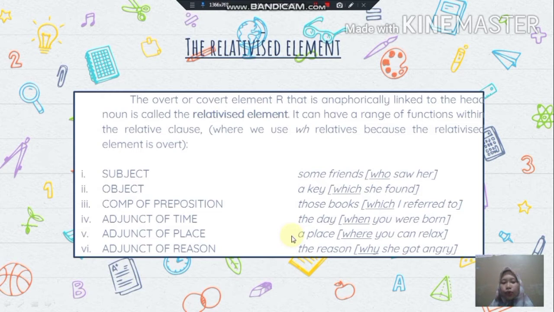Notice the different words beginning with WH that are used here. Who, for people; which, for things; when, for times; where, for places; and why, for the reasons.